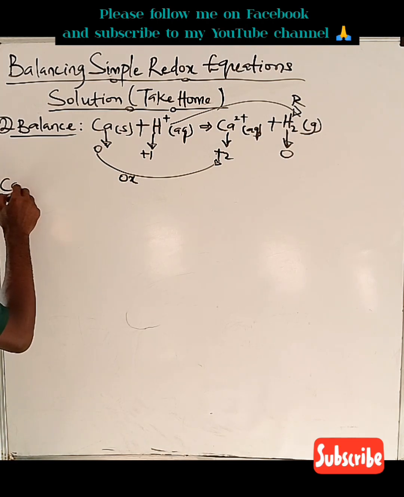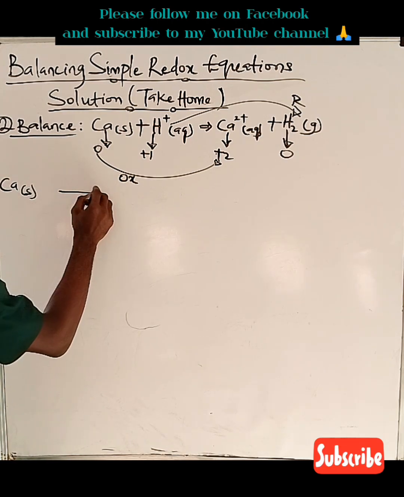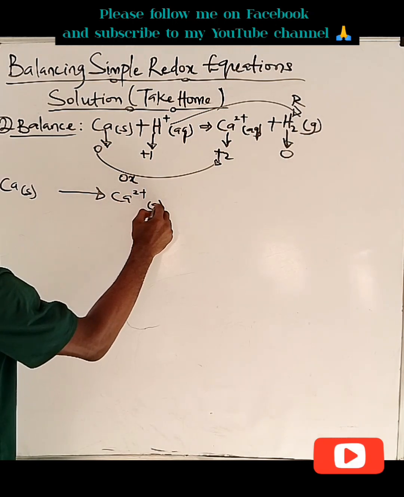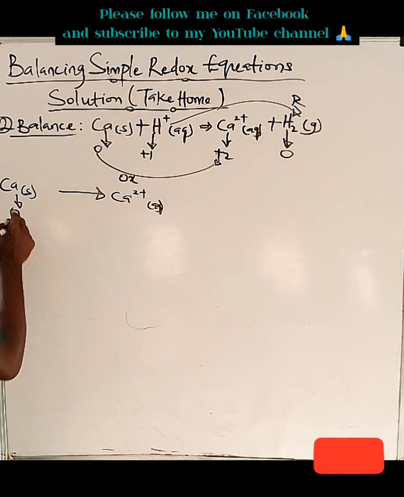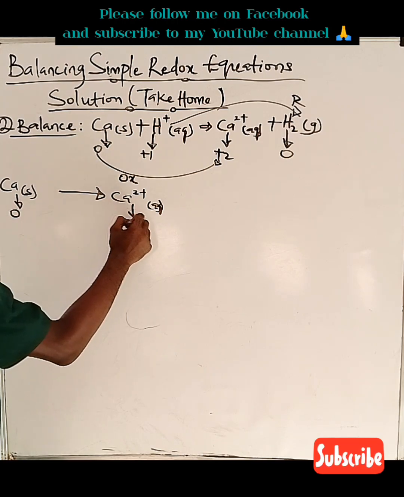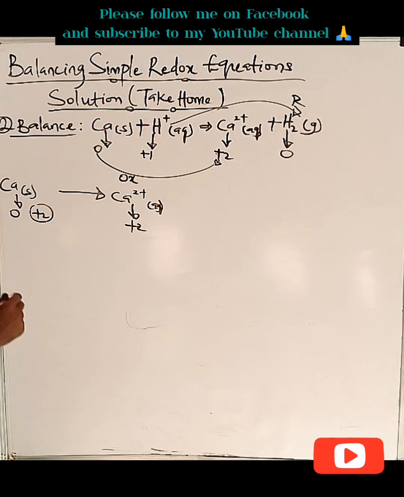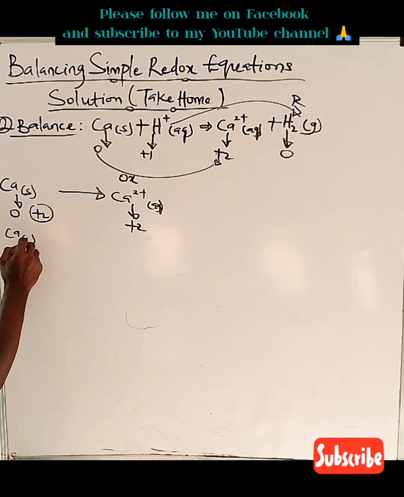So calcium here, solid, oxidized to calcium 2 plus aqueous. It's an increment in oxidation number from 0 to +2. It means 2 was added to this calcium to bring about +2. So how do we do that? We're going to do that using our electron. How do we add 2 electrons to this?